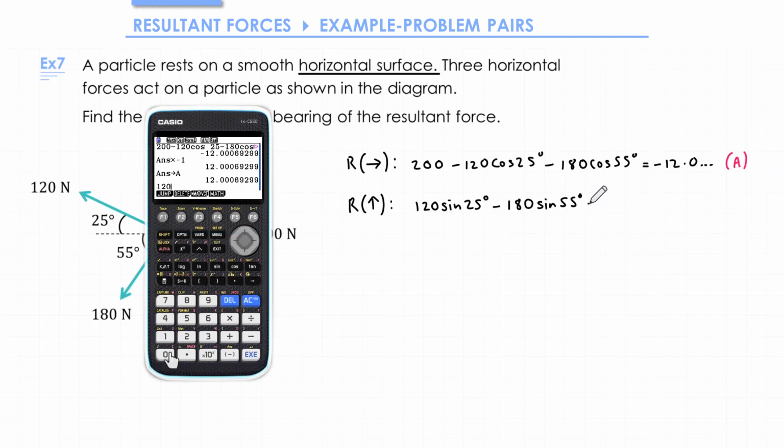Putting that into our calculator gives us minus 96.7. Again, I want the magnitude of that value later, so I'm going to multiply by minus 1 and then store that as B.